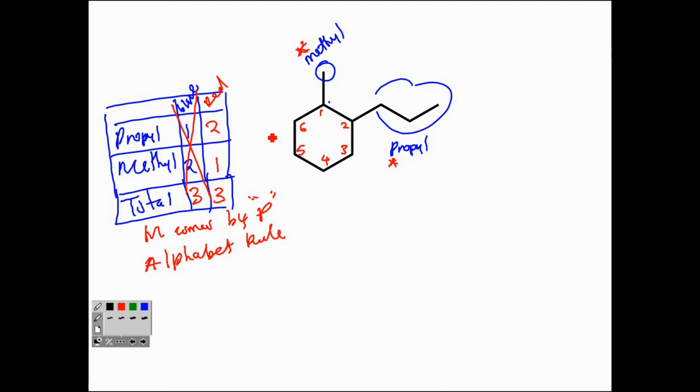So the name here is going to be 1-methyl, 2-propyl, and it's a ring, so it's cyclo, and it has 6 carbons, hexane. So 1-methyl, 2-propyl cyclohexane.